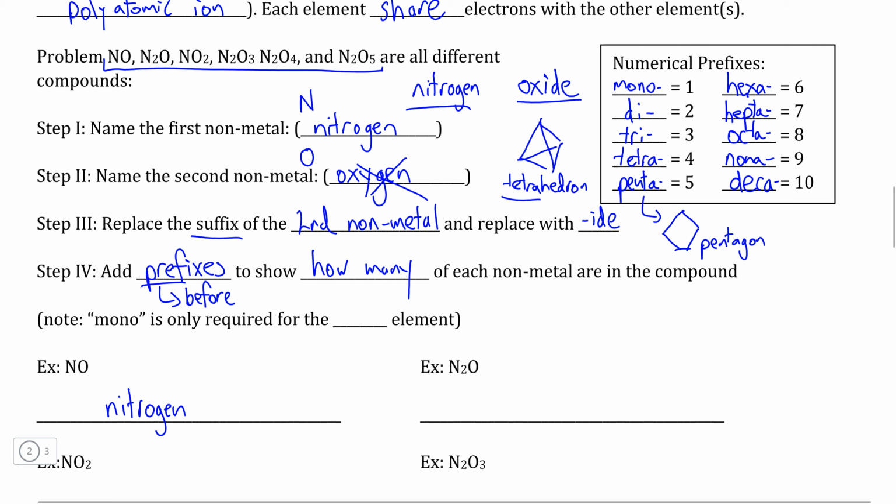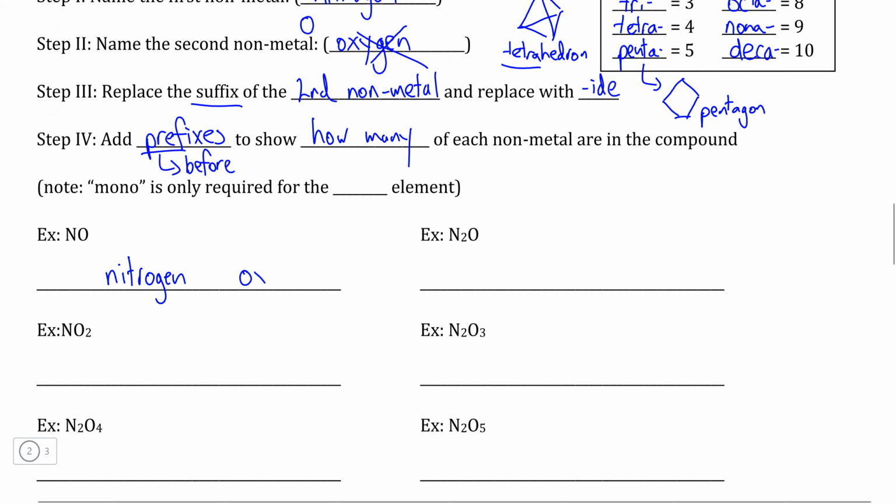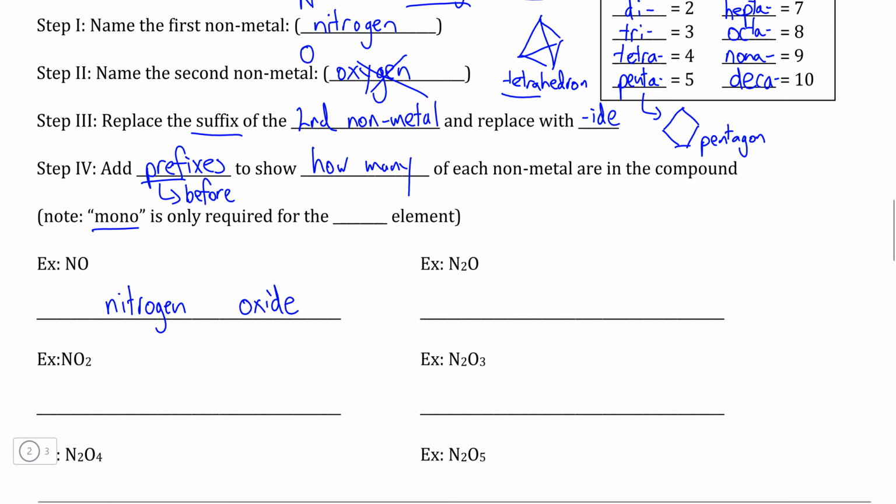So now that we have our numerical prefixes, we can begin to modify the name nitrogen oxide. As a little bit of a disclaimer, typically we only use the prefix mono, meaning 1, for the second element in the chemical formula. So in this case, we would not use the prefix mono for nitrogen. If we don't write the prefix mono, it's implied that there is only one of the element. But we add the prefix mono here.